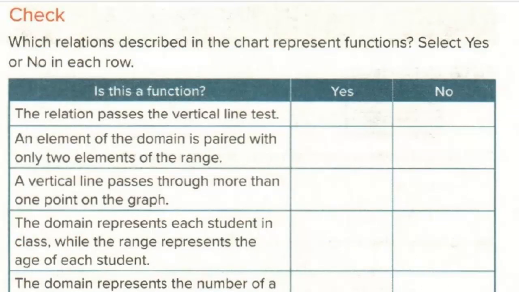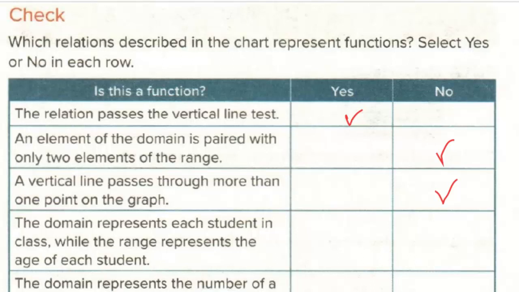Okay, so the check is asking us which relations described in the chart represent a function. Select yes or no in each row. So, the relation passes the vertical line test. Yep, that's the very definition there. An element of the domain is paired with two elements of the range. Well, no, that's supposed to be one element of the range, so that's not a function. A vertical line passes through more than one point on the graph. Well, it's supposed to only pass through 1 point, so 1 to 1. So that one would not be a function.